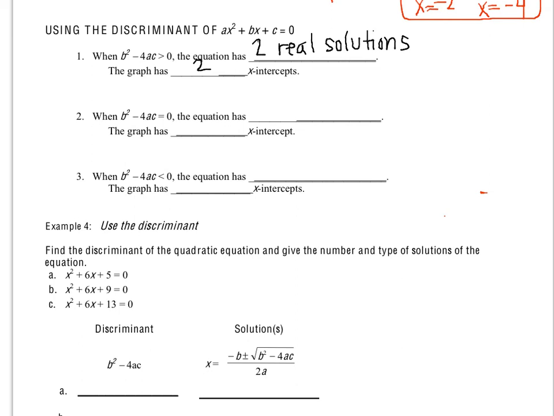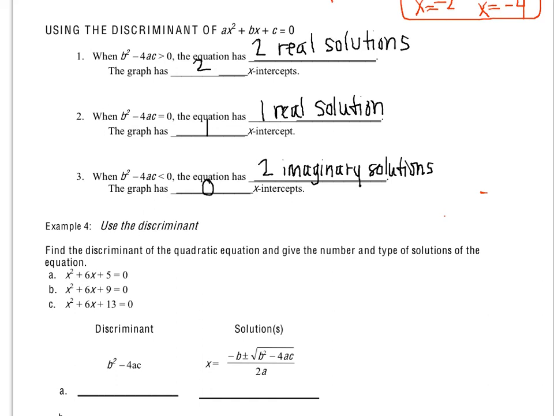When b squared minus 4ac equals 0, the equation has 1 real solution, and the graph has 1 x-intercept. When b squared minus 4ac is less than 0, the equation has 2 imaginary solutions. And then the graph has 0 x-intercepts, so it does not cross the x-axis at all.